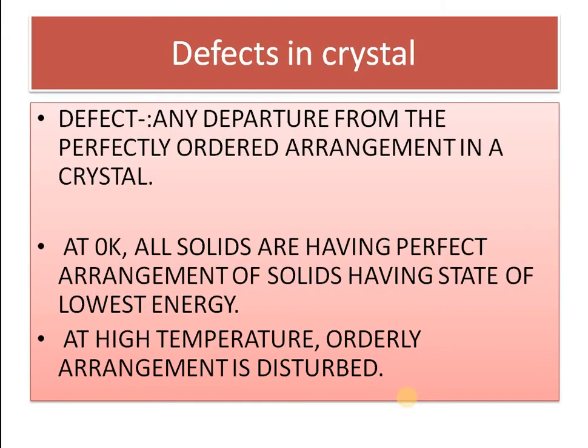What is a defect? Any departure from the perfectly ordered arrangement of atoms in a crystal. We have already told that atoms arranged in a perfect, regular order is called a crystalline solid. But why does a defect come? At 0 Kelvin, or minus 273, all substances in this world would change into solid, or before that, 0 Kelvin will not be attained; that is theoretical. All solids then have a perfect arrangement with the state of lowest energy. As temperature decreases, energy is lowest and stability is highest. At high temperature, the orderly arrangement is disturbed. If you increase the temperature, the arrangement is disturbed, and that is called a defect. It means a defect occurs when the solid is subjected to temperature or pressure.